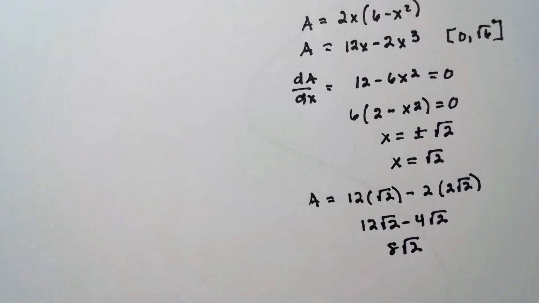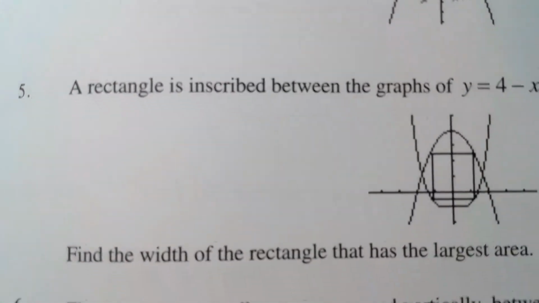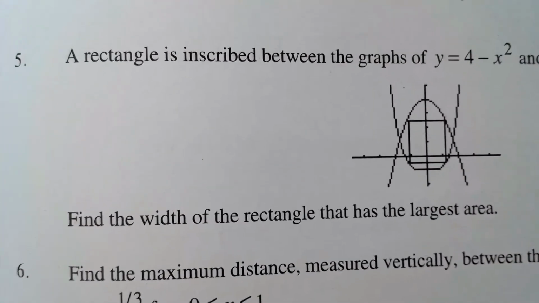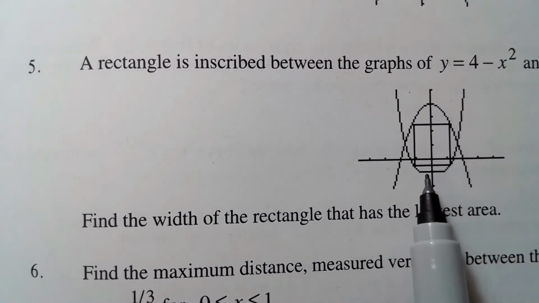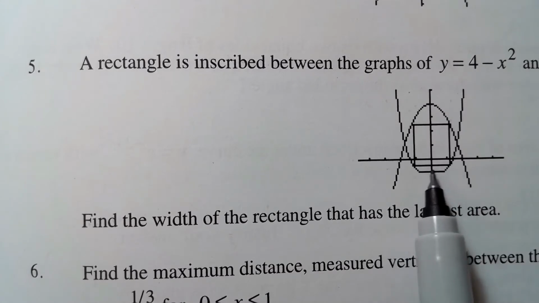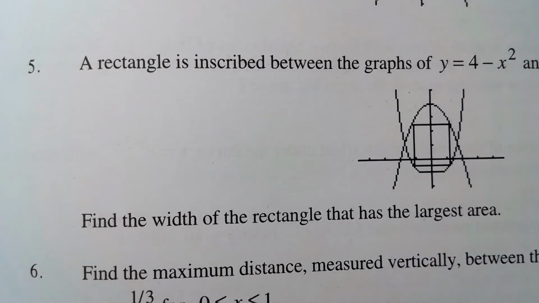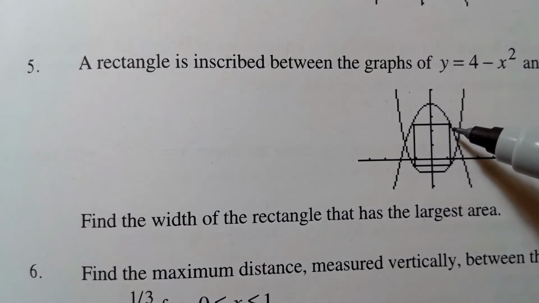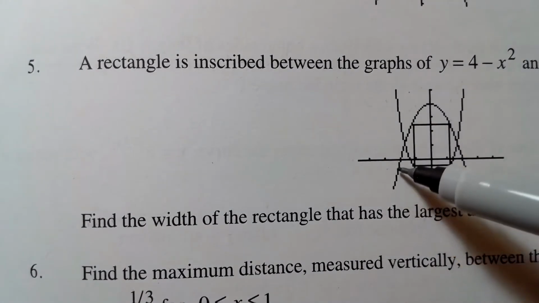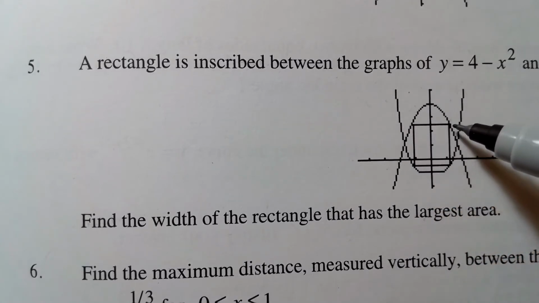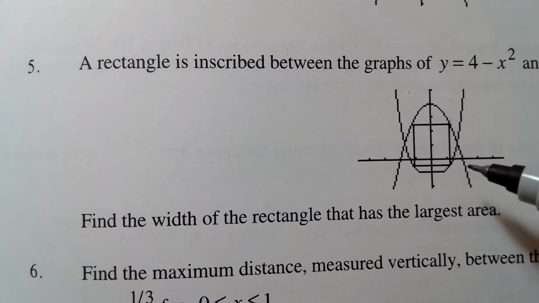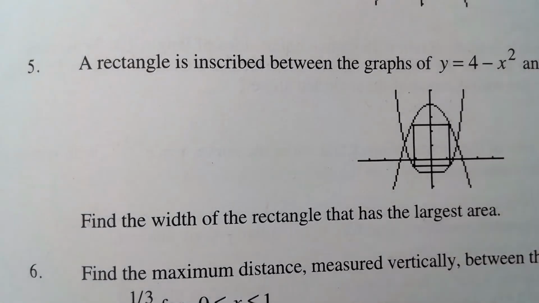Now, if it were a problem like the next one, where we have a rectangle between two curves like this, guess what? This width is still going to be 2x. That's not going to change. It's always going to be the same. But the height is going to be top curve minus bottom curve. So the top curve would be this one here, and the bottom curve would be this one here. Upper curve minus lower curve in that case.